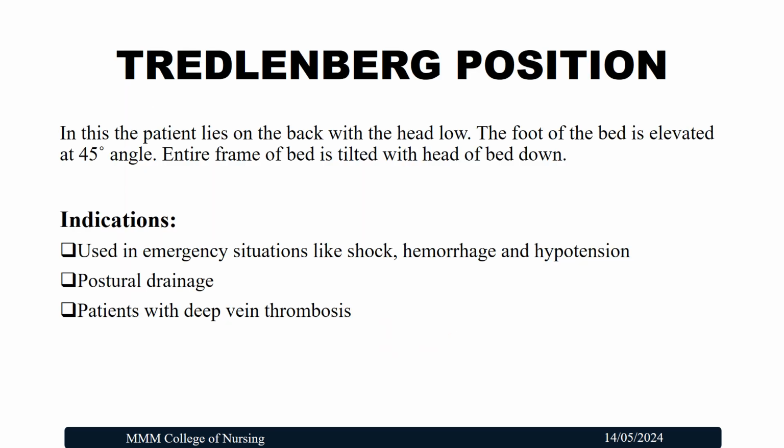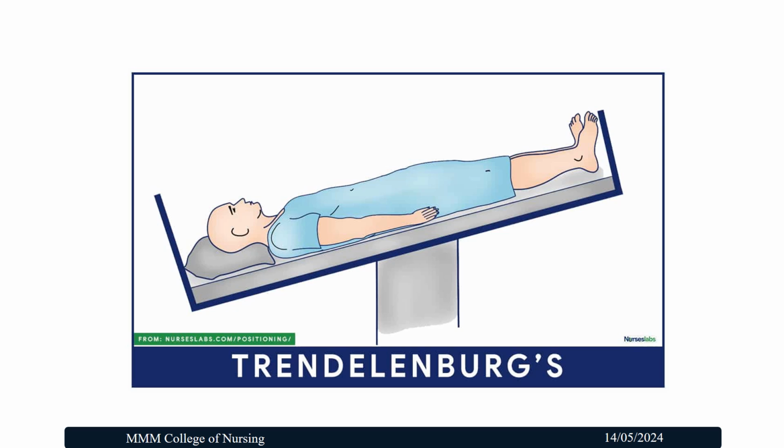Trendelenburg position. In this, the patient lies on the back with the head lower and the foot of the bed elevated to a 45-degree angle. The entire frame of the bed is tilted with the head of the bed down. Indications for this position: used in emergency situations like shock, hemorrhage and hypotension, for postural drainage, patients with deep vein thrombosis. This is Trendelenburg position.